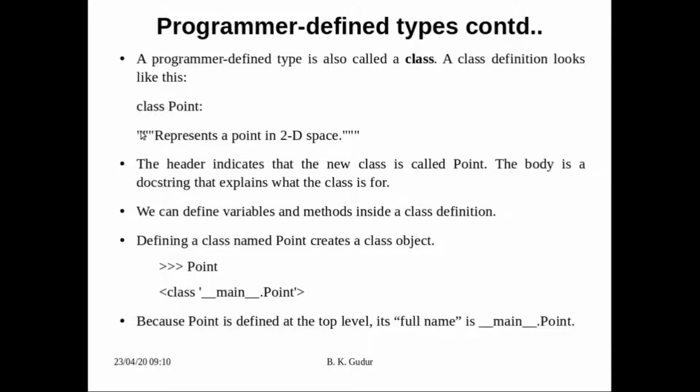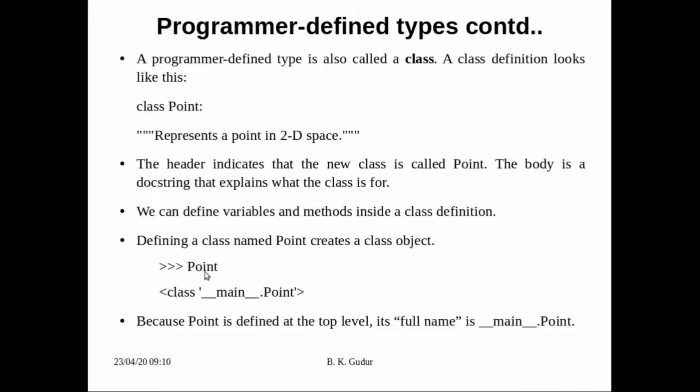Then a colon, and here is an indented docstring which tells what type of class this is. The header indicates that this is a new class called Point. The body is a docstring that explains what the class is for, meaning for what purpose this class is created. It tells us that this represents a point in two-dimensional space. We can define variables and methods inside the class definition. Methods are nothing but functions which work on the variables of the class. Defining a class named Point creates a class object.